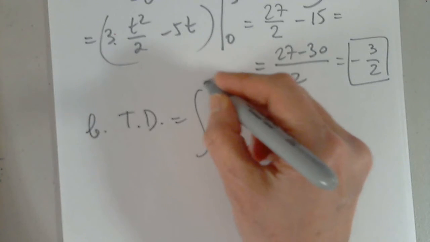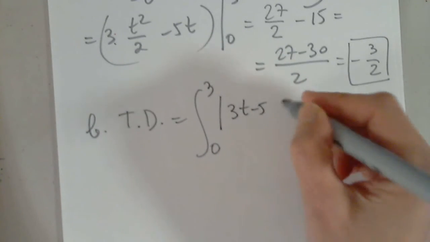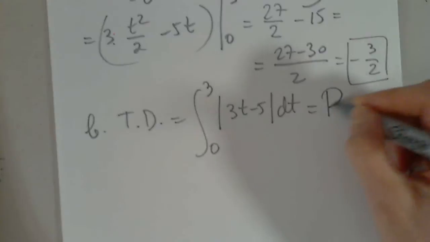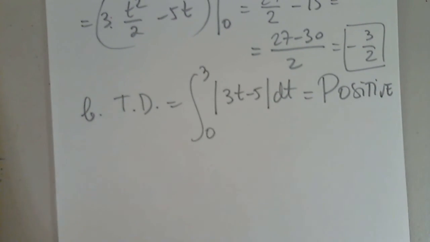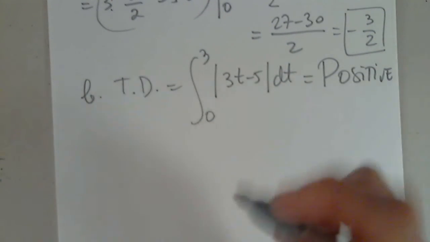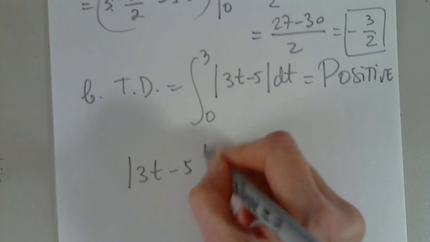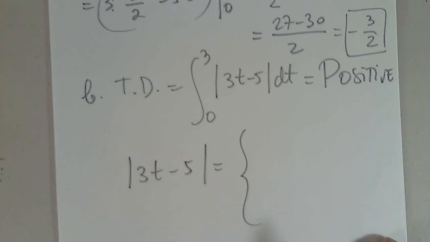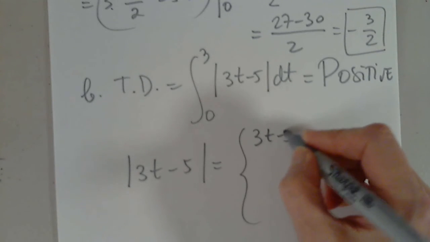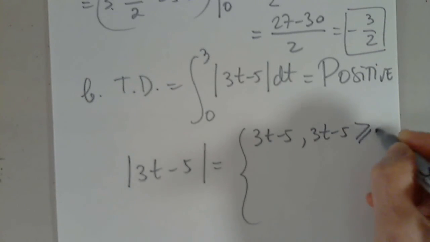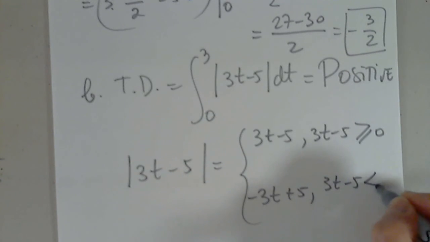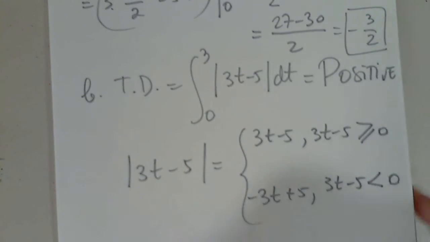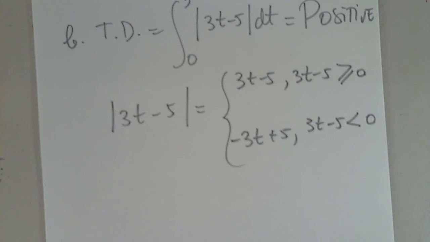However, when we determine the total distance, and we've done that before, this is the integral from 0 to 3 of the absolute value of 3t minus 5 dt, which has to be positive. It is the integral of a positive function. This is one of the properties of the definite integral. Before that, remember, we have to dissect this absolute value. That is 3t minus 5 for 3t minus 5 being positive, or negative 3t plus 5 for 3t minus 5 being negative. We've done this a long time ago. That's one of the applications. That's why we did that.